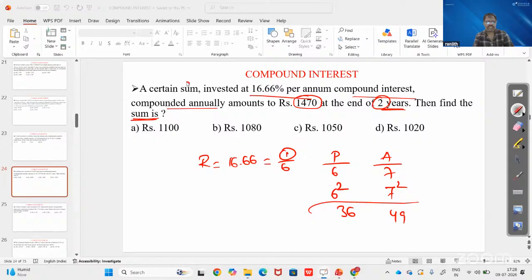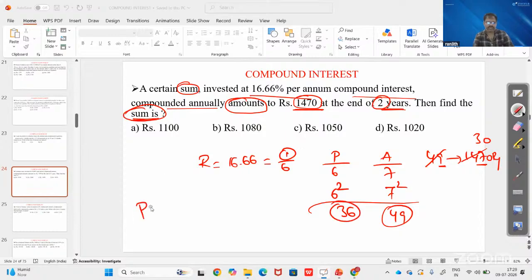So we are investing a certain amount, and after 2 years the amount will be equal to 1470. What is the amount we have? 49 corresponds to 1470. In the 49 table, 49 ones are 49, 49 threes are 147, so that will be 30 times. Then find the sum. What is the sum we have? 36. So P equals 36 into 30, which is equal to 1080. The answer is 1080.